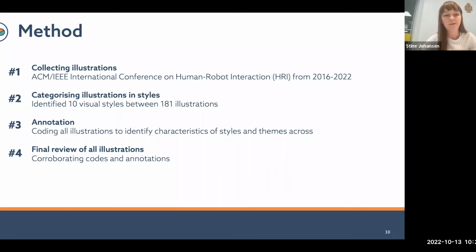We identified 10 visual styles, and then we organized all of these illustrations according to these styles and annotated them to identify certain characteristics that each style has, and if there are any themes that went across the illustrations. And then we conducted a final review of all the illustrations to corroborate the codes and annotations that we made.